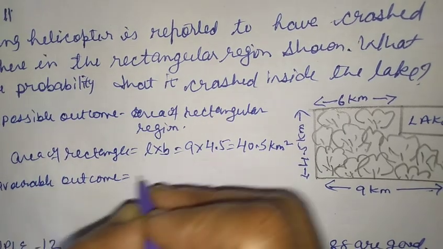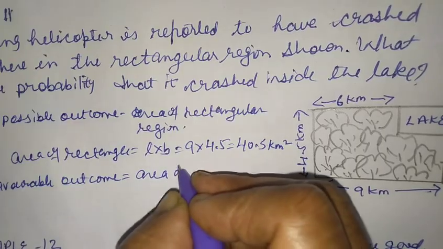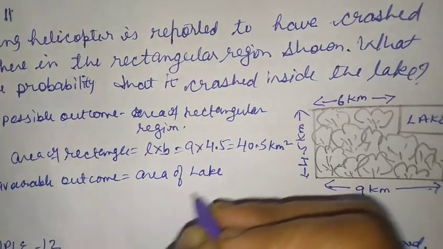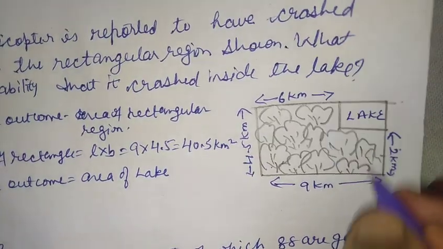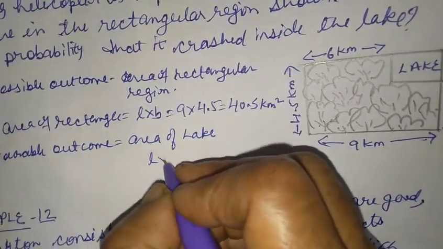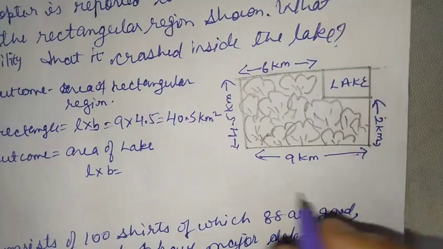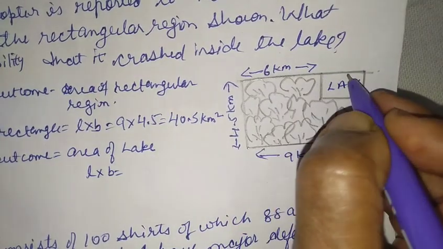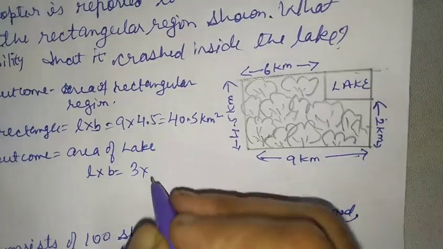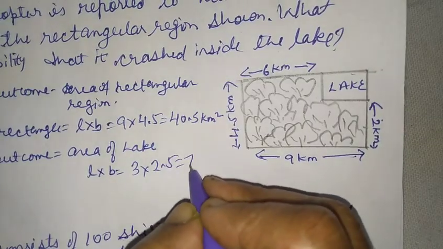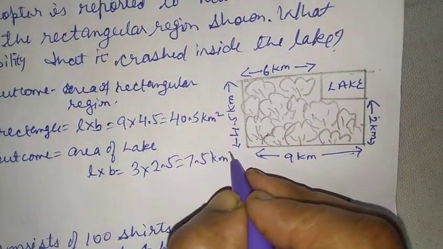So the favorable outcome here will be the area of the lake. We know that the lake is also a rectangle, so the area of the lake will be length into breadth. The length is 9 minus 6, that is 3, and the breadth is 4.5 minus 2, that is 2.5, so the area is 7.5 square kilometers.